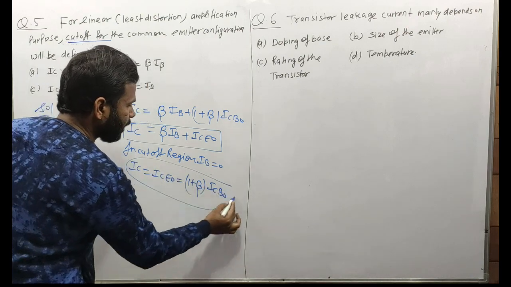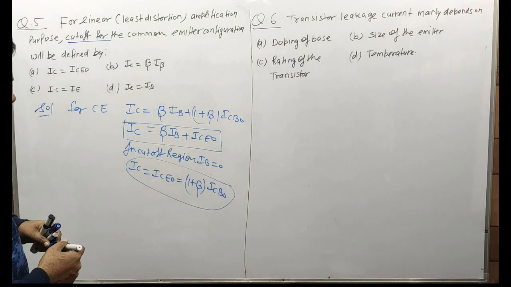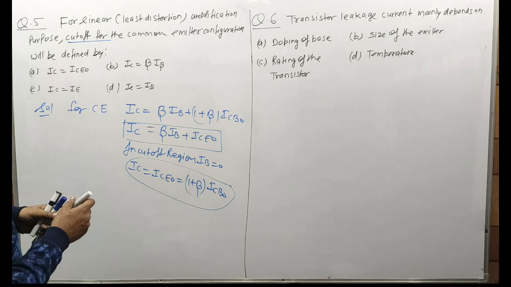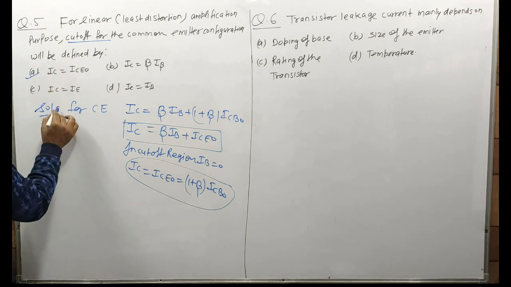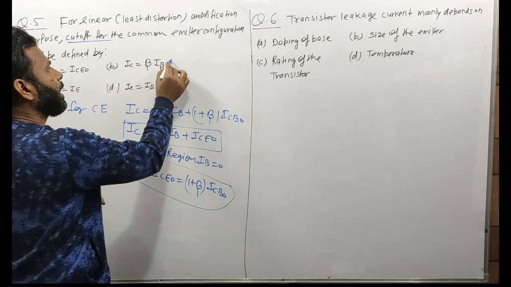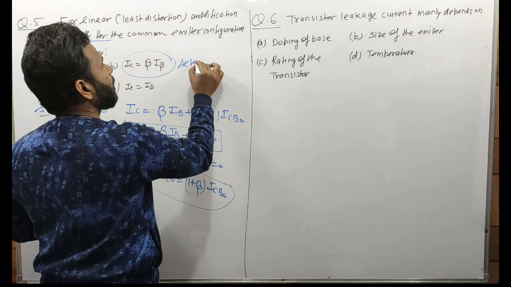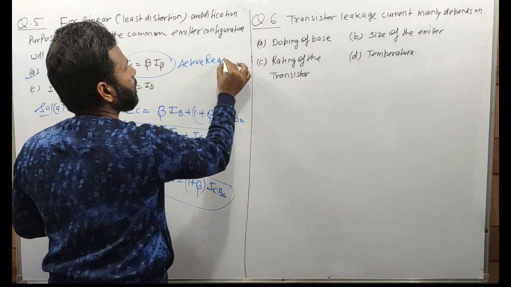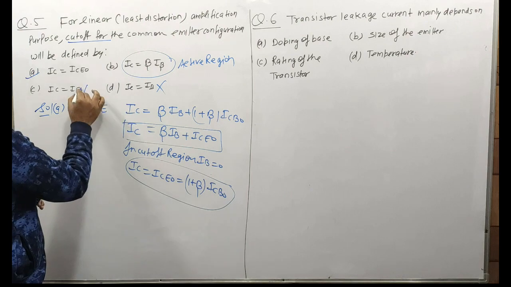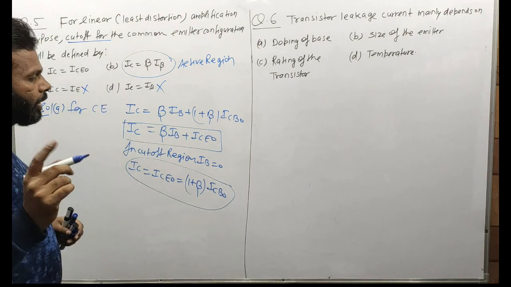क्लियर है यहाँ तक? So check करिए कौन सा ऑप्शन है. So IC equals to ICEU, IC equals to ICU is given in A option. Now the second option is for active region. It is for active region and these options are incorrect. So इस क्वेश्चन का जो करेक्ट आंसर होगा वो A करेक्ट होगा.